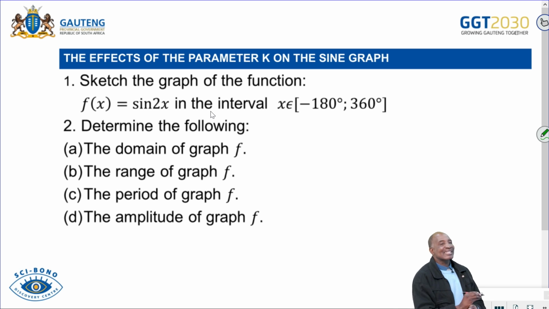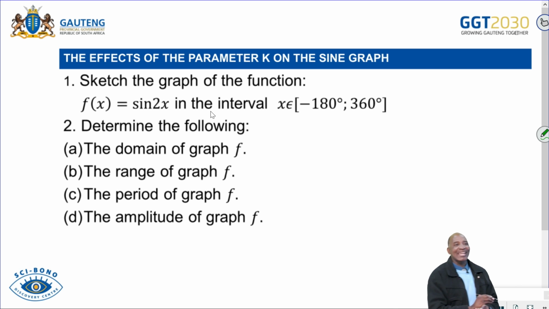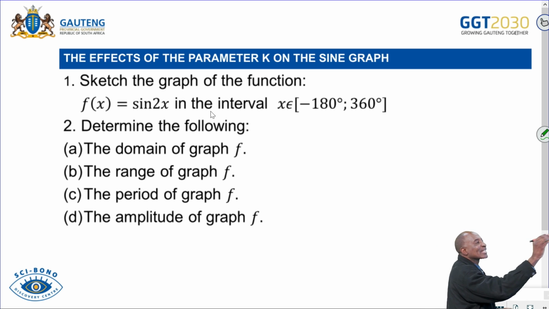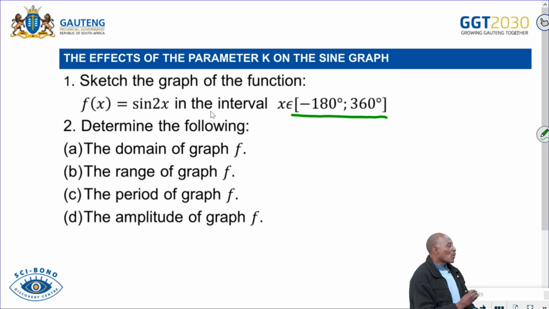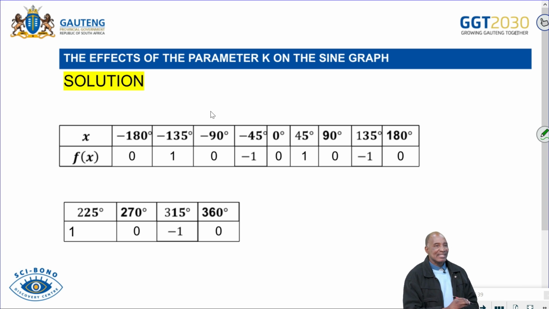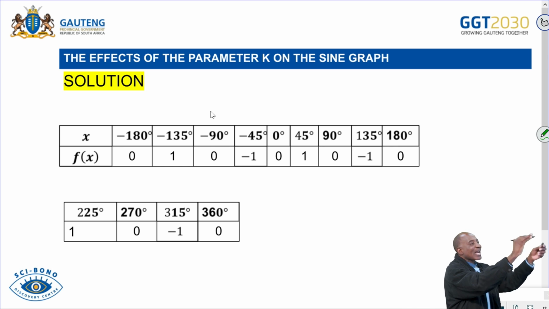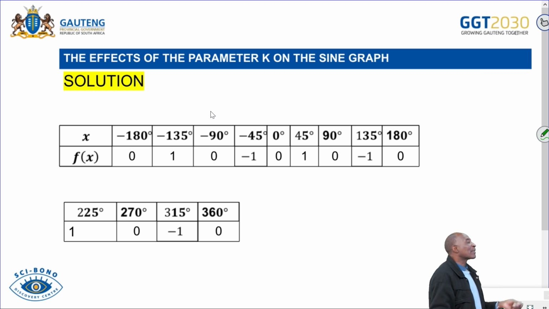So I want to have a look and see what happens if I introduce a 2 to the angle and have sine 2x, which is now doubled, in the same interval, or choosing another interval from negative 180 degrees to 360 degrees. We'll again determine the domain, the range, and the amplitude, as well as the period of those graphs. Again, we are going to use our table method, which we are quite familiar with now. But before I use the table method, I need to decide how to space out my angles. That is very, very important.